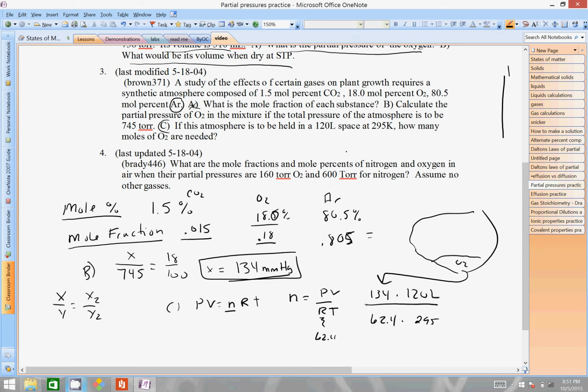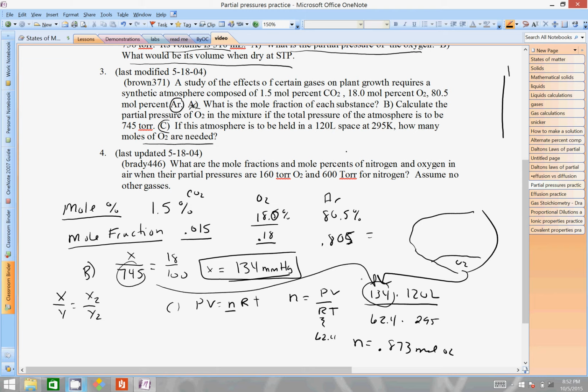Answer-wise, it looks like n equals 87.3 mole. Move that decimal over a little bit. Check my math. 0.873 moles of O2, which is what I believe the problem wanted. How many moles of O2? And that's not the moles of all the gases. If you put in the total pressure, which would be 745, you would get the moles of the entire atmosphere.